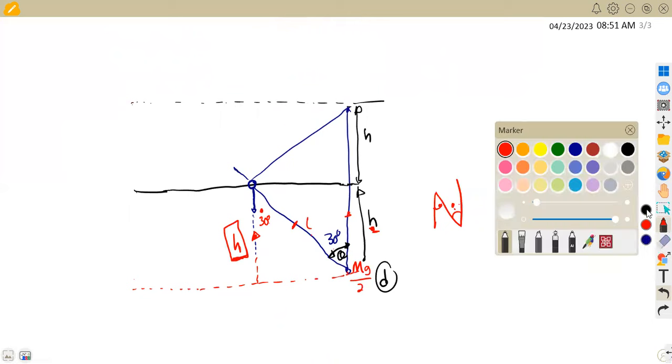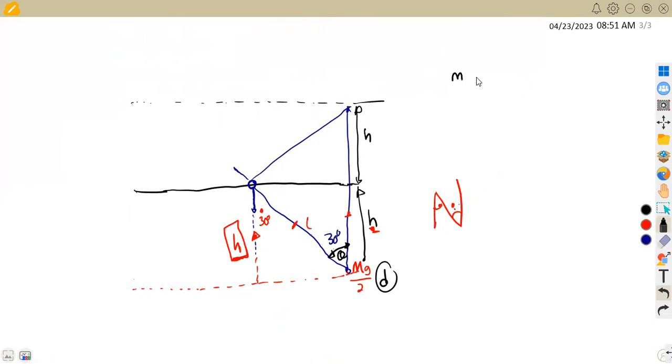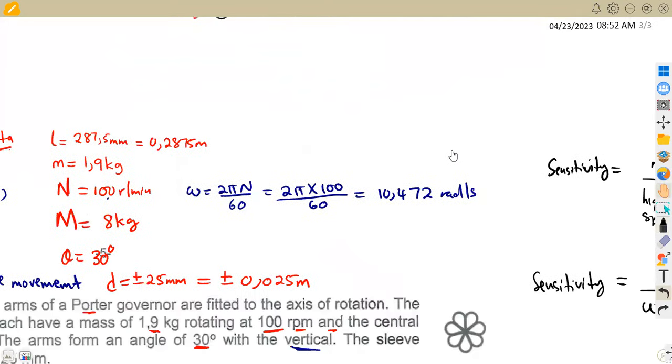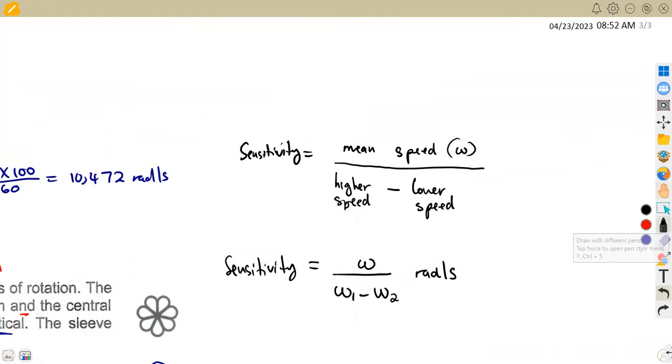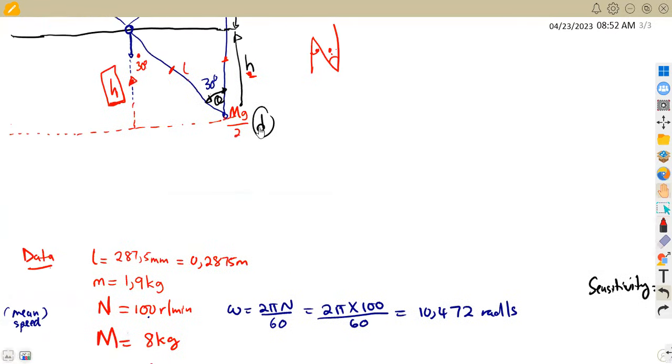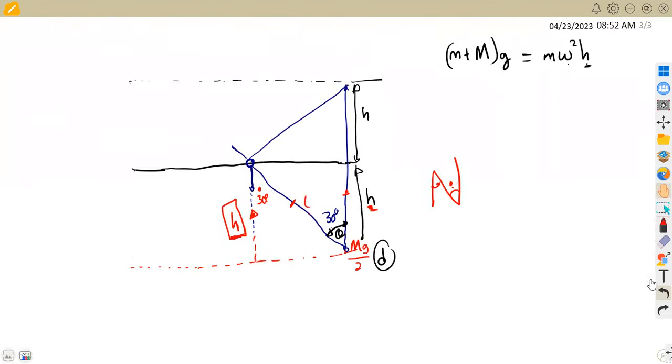Remember that from this formula, the mass of the balls plus the mass of the sleeve times the gravitational acceleration is equal to m omega squared h, which is the omega times the height. The heights are going to be differentiated due to the sleeve movement. That is why here we have omega 1 and omega 2, which means we need to calculate H1 and H2, which is going to help us to calculate omega 1 and omega 2. That's why I am focusing on how you are supposed to calculate the height, so that it is going to help you calculate those speeds. According to this triangle that we are given, we can play around with this triangle to calculate any.